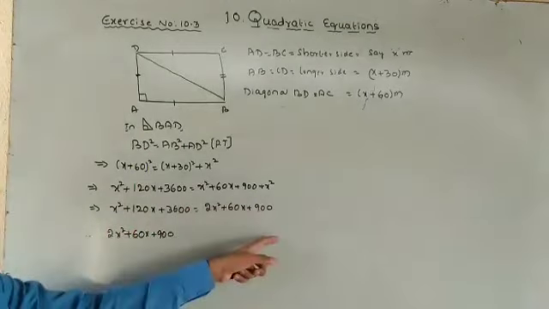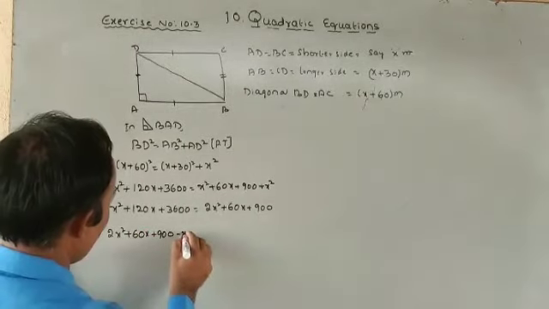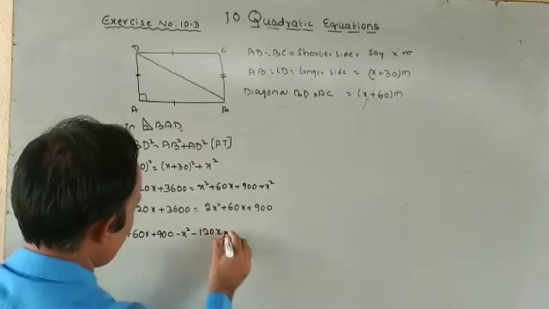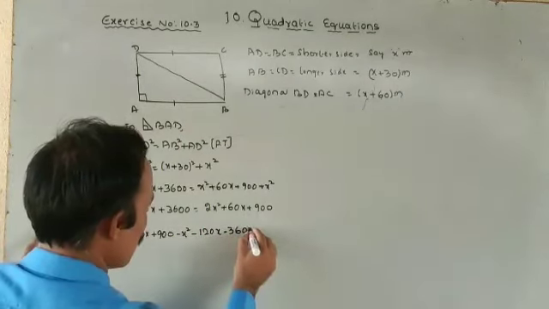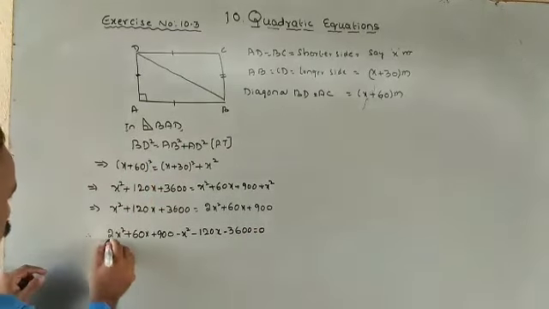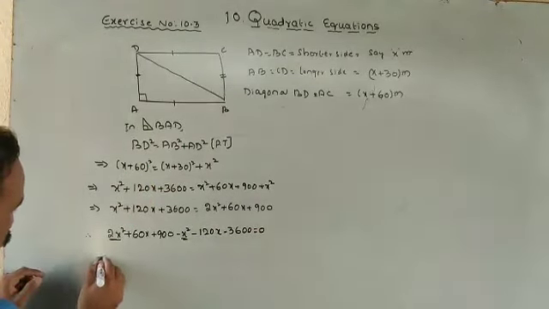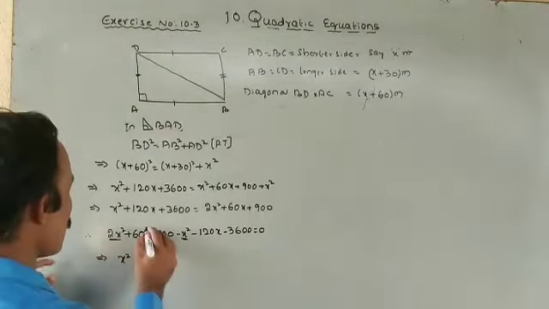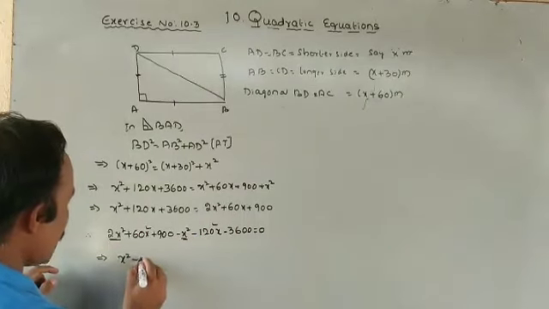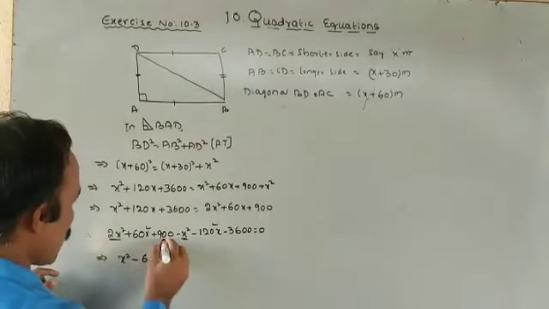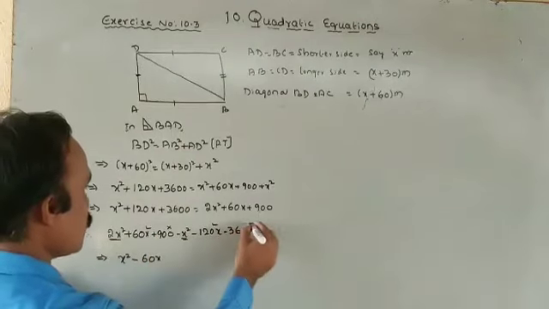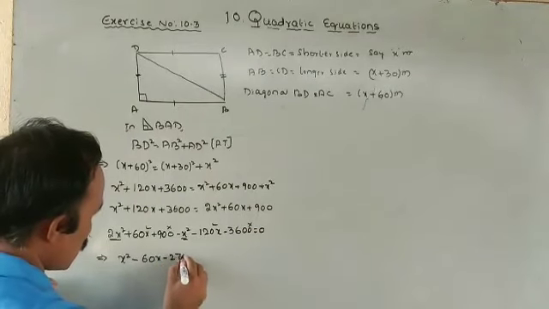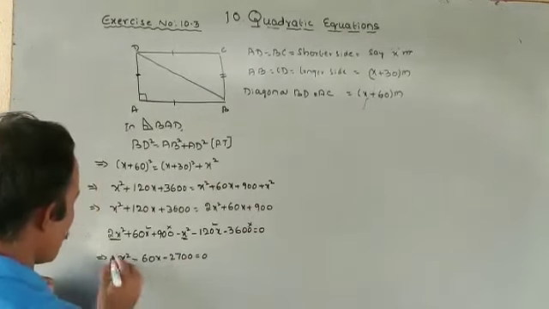Take all terms towards the RHS side. So all terms will become minus x square minus 120x minus 3600 is equal to 0. As 2x square minus x square, like terms, gives x square. Then 60x minus 120x, so minus 60x. Plus 900 minus 3600, so that is minus 2700 is equal to 0.